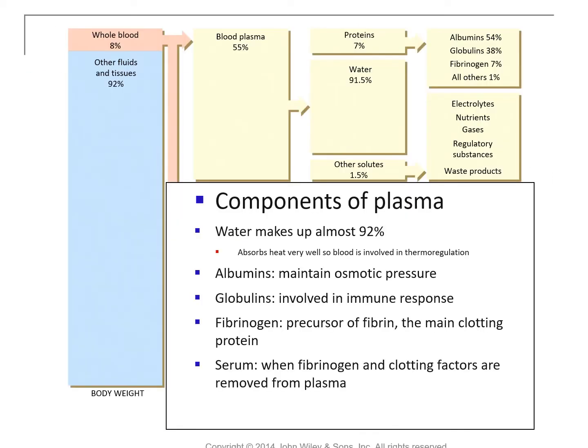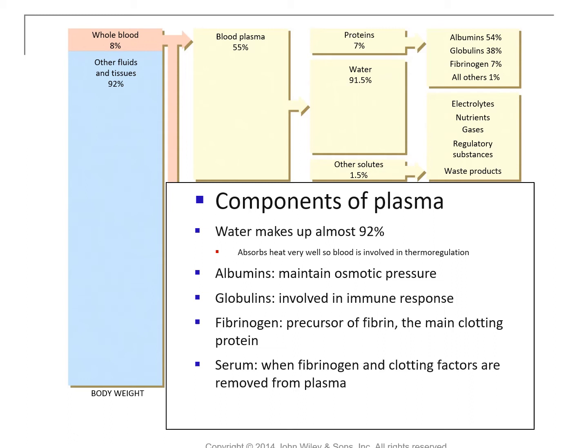Okay, so with blood plasma, we've already seen the components of this, but I wanted to tell you the function of the different proteins, and of water. So water absorbs heat really well, and that means that water doesn't change temperature fast in response to an outside temperature change. So with this stability in temperature that water can maintain, blood gets involved in thermoregulation.